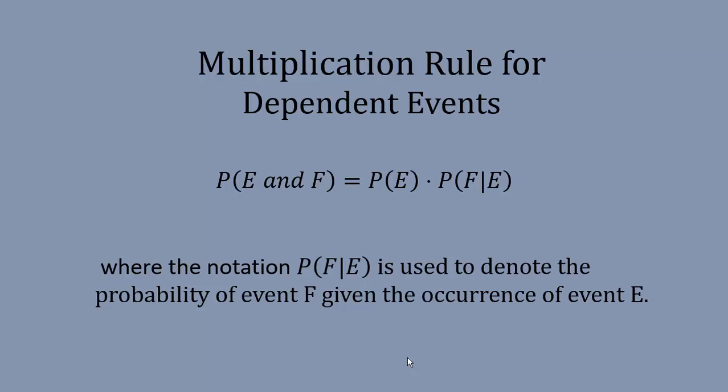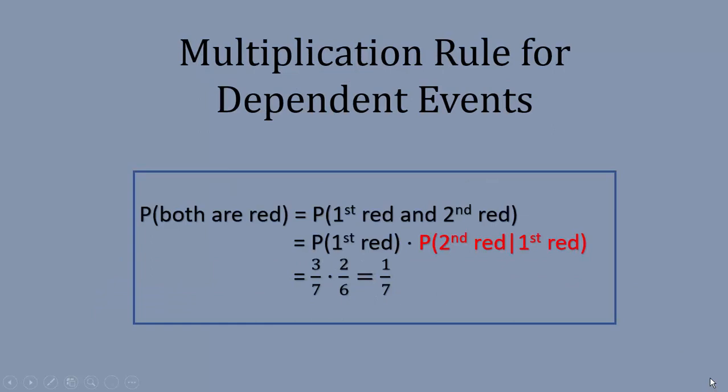Now let's look at the formula for the multiplication rule when we have dependent events. It writes: probability of event E and event F equals probability of E times probability of F given E, where the notation probability of F given E is used to denote the probability of F given the occurrence of E. It is called the conditional probability of F given E. As you have noted, in the calculation of the probability that both marbles are red, we really should use the conditional probability notation when we calculate the probability of the second red.